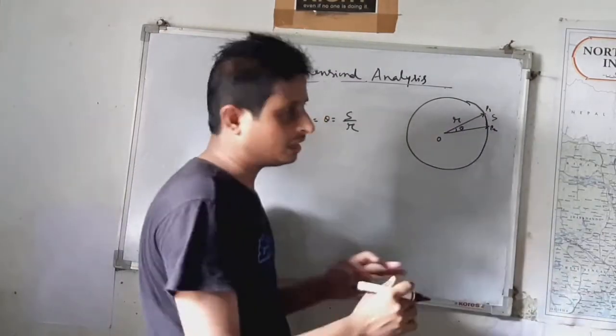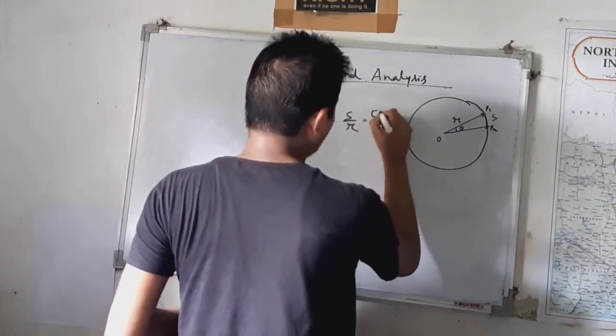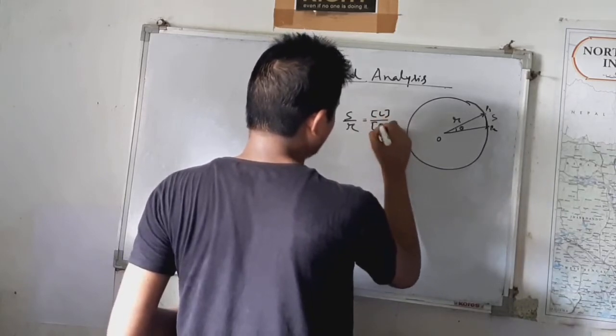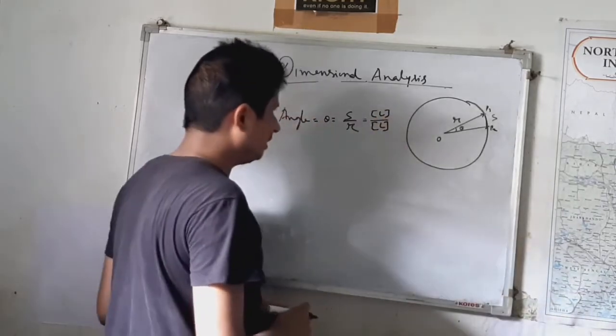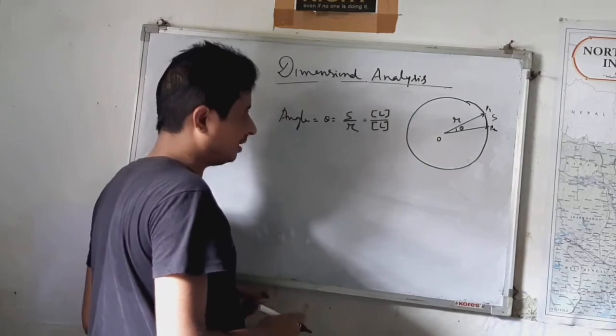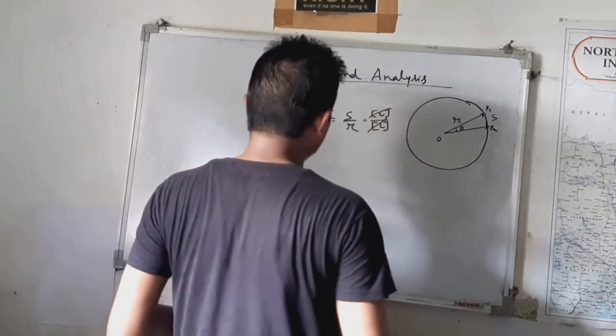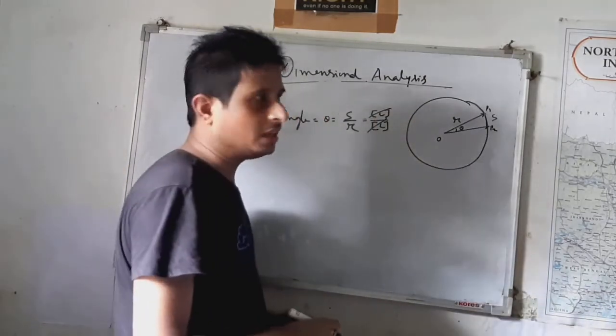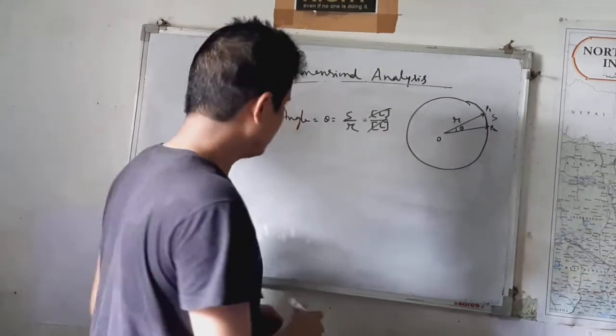Here S is the arc length, R is the radius. So both are lengths. So the dimension formula of S is L, and the dimension formula of radius is also L. So length will cancel out. So angle is a dimensionless quantity.